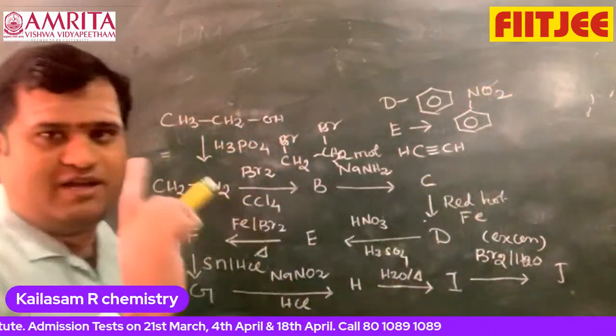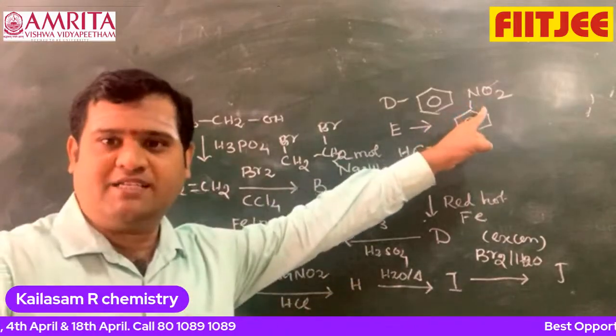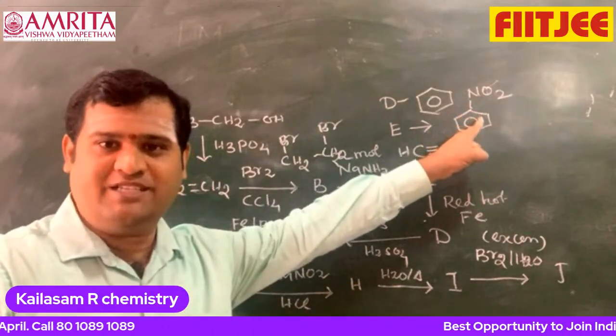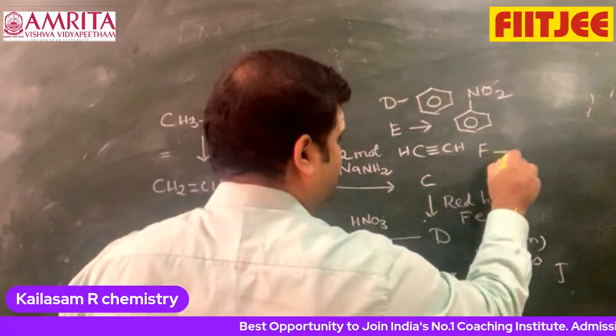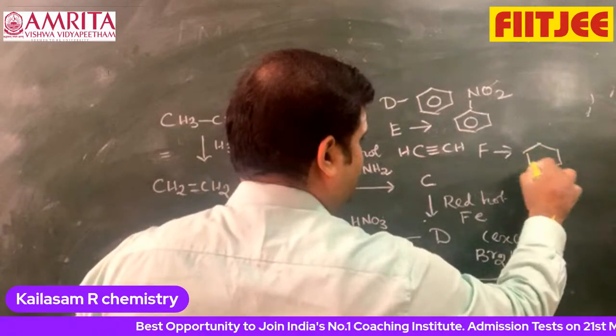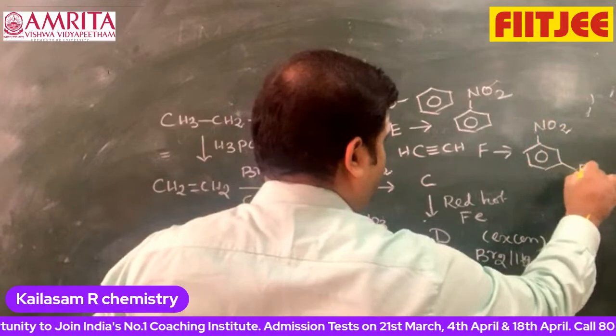NO2. In nitrobenzene, look at this. I am using FeBr3. NO2 is what? Minus R group. Minus R means deactivating benzene ring. They are meta directors. So with FeBr3, Br goes meta to NO2. This will be Br.